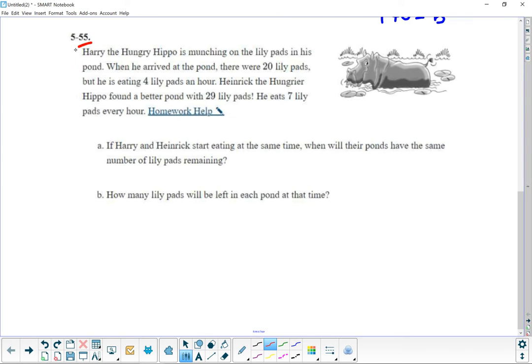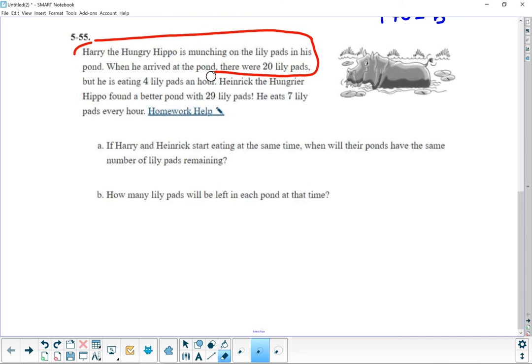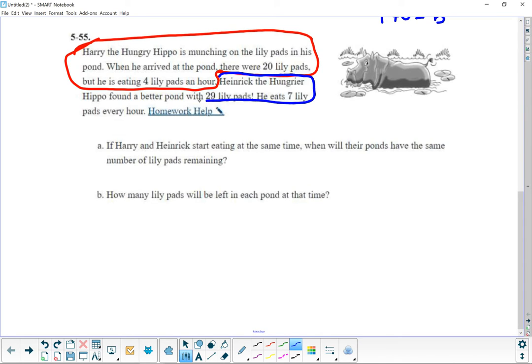There's two things going on, right? We got Harry, and he's in a pond with 20 lily pads, and he's eating 4 lily pads per hour. So I'm going to go ahead and kind of box in or color code our two sections. So that's Harry's, and this is Heinrich. Heinrich is right here.